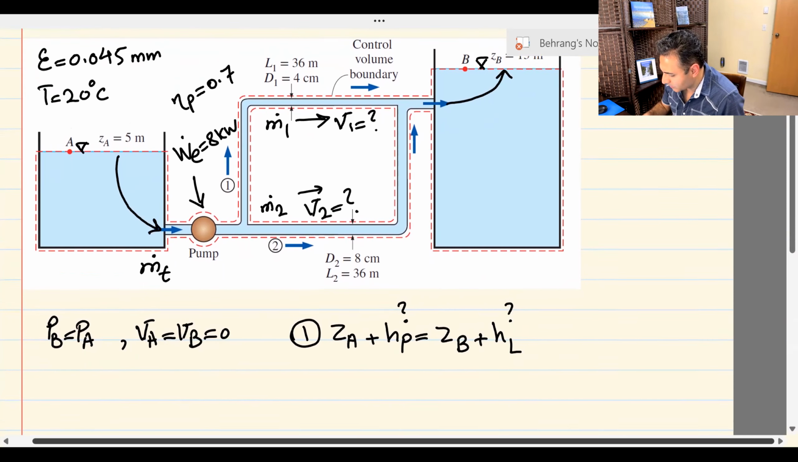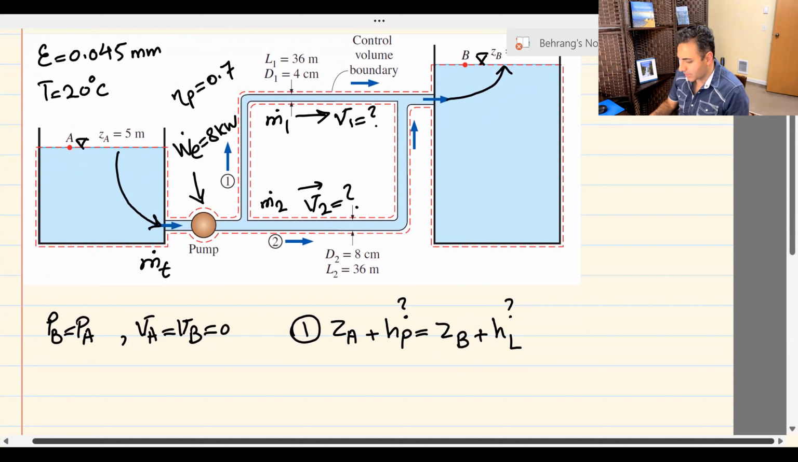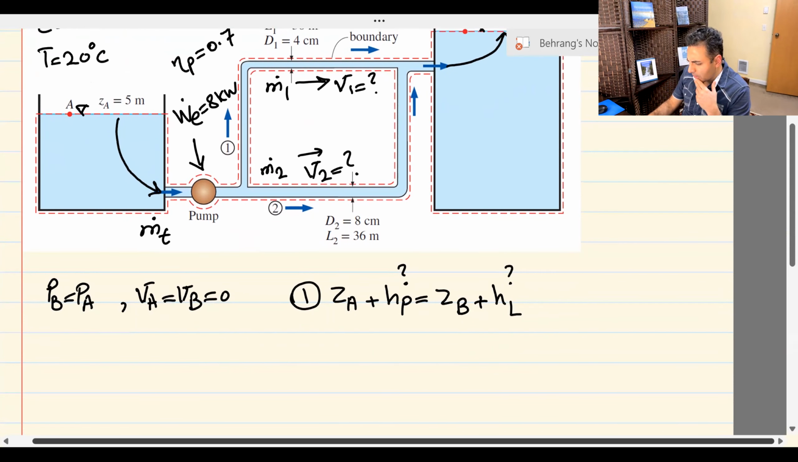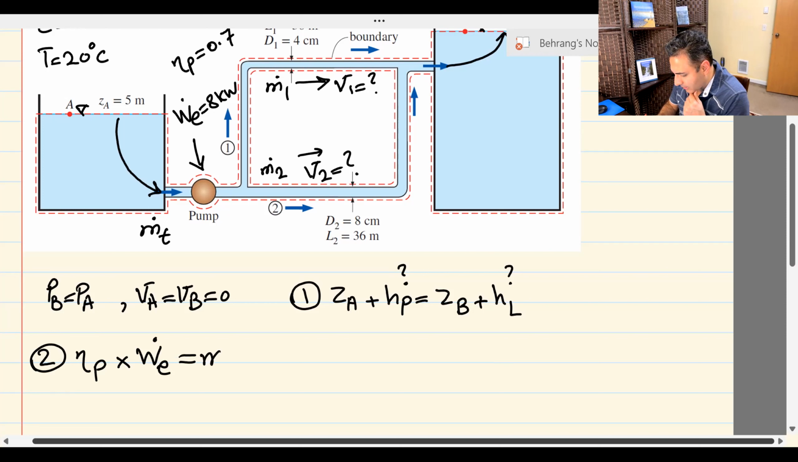So what you do is go through all these unknowns and find equations that could help you with them. We can start with HP. What equation has HP in fluid mechanics? The second equation gives you this: if you multiply the efficiency of the pump by W dot E, the electric power, that equals M dot total, the total that goes through the pump, times g, we know what it is, times HP.